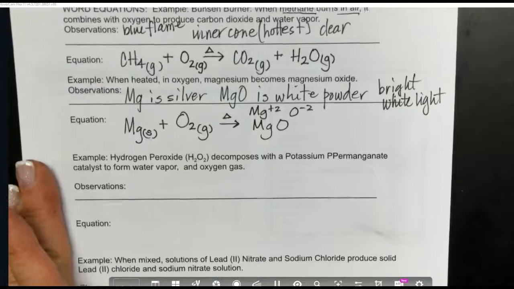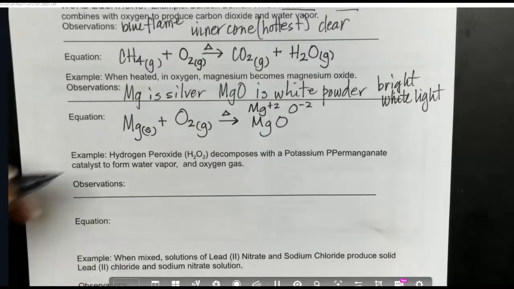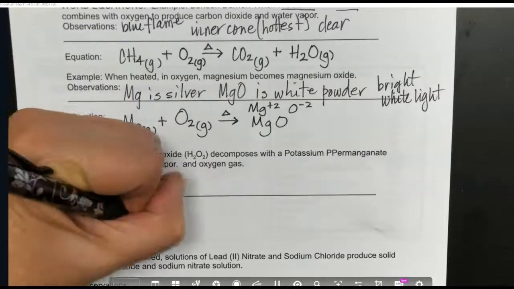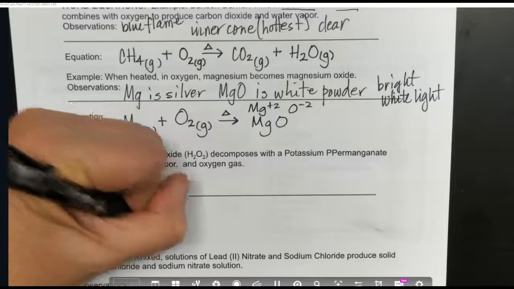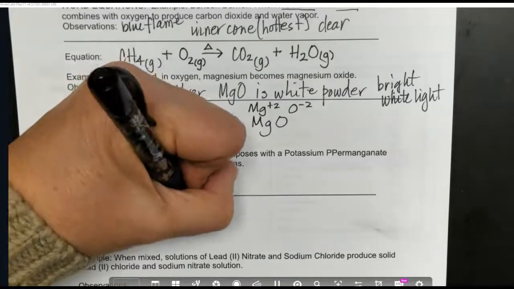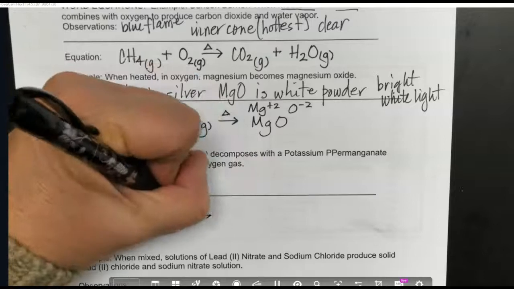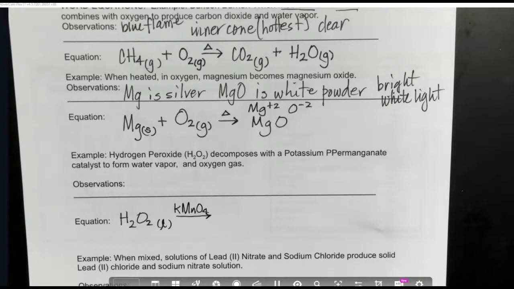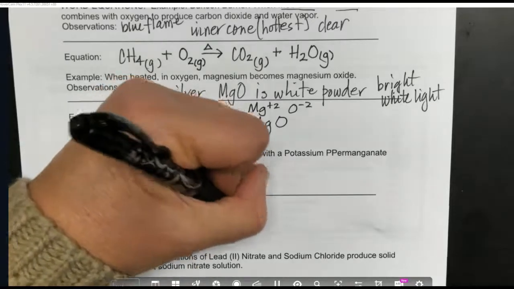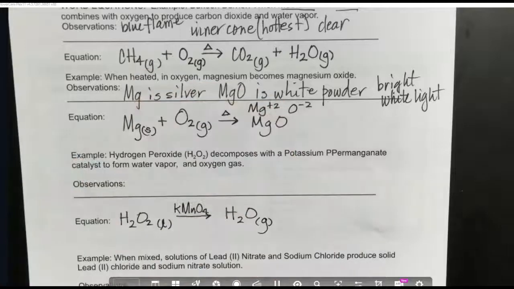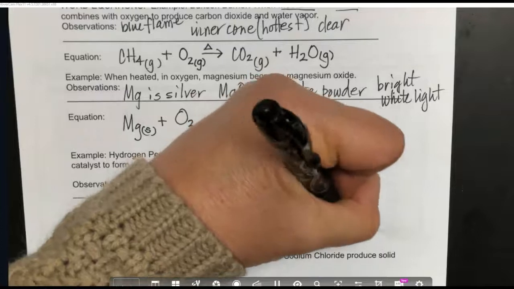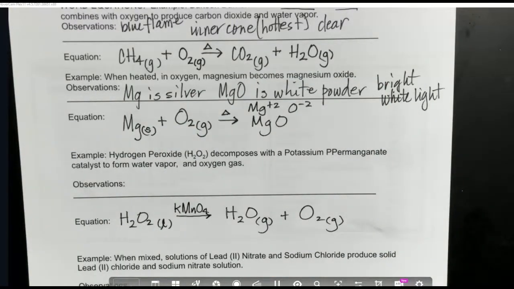Okay, everybody, so for this next reaction, what we just saw was some hydrogen peroxide, H2O2, and that was definitely a liquid. And we used a catalyst called potassium permanganate to help it decompose very quickly into water vapor, which was the steam we saw, so it's a gas, and some oxygen gas. We have to remember oxygen is always diatomic.